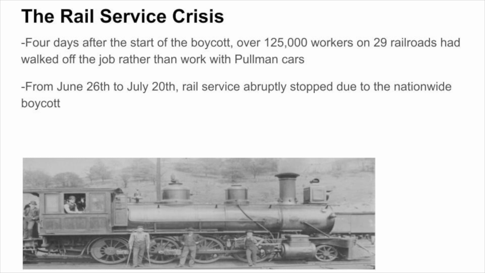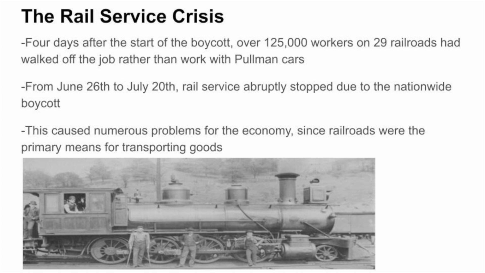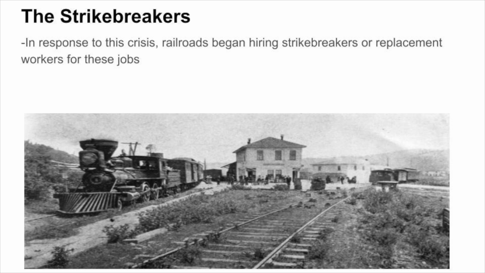From June 26th to July 20th, rail service abruptly stopped due to the nationwide boycott. This caused numerous problems for the economy, since railroads were the primary means for transporting goods. In response to this crisis, railroads began hiring strikebreakers, or replacement workers, for these jobs.